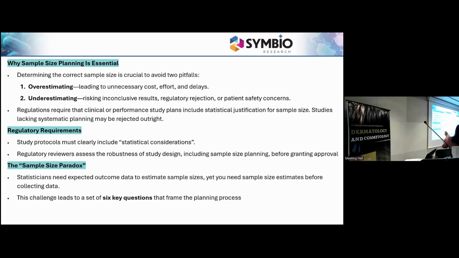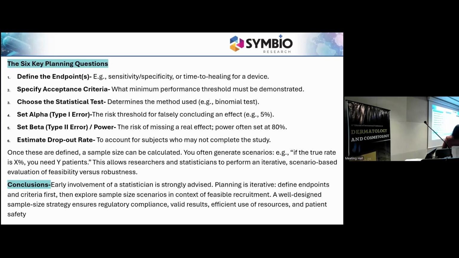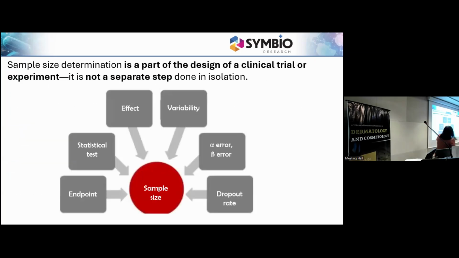So regulations require that the clinical or performance study plans include statistical justification for the sample size. Now, what is the justification for a sample size? As I said in the previous slide, for having a sample size within the protocol for an injectable clinical trial, I have to go through all this.